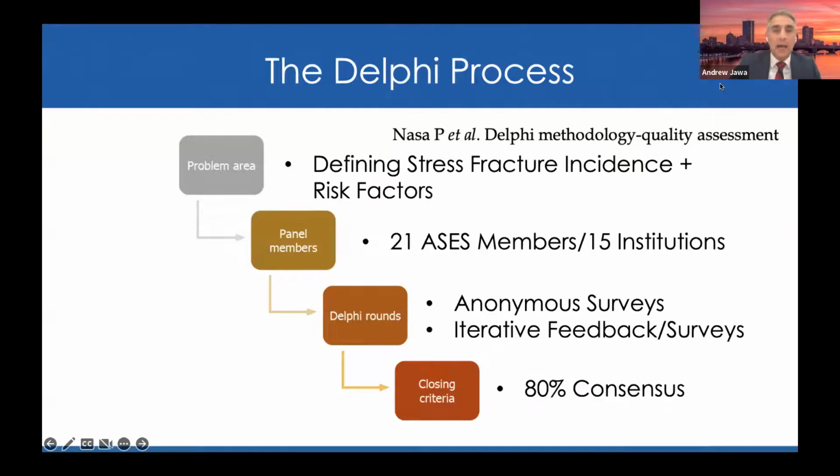And so in this case, we're defining stress fracture incidence. What is our protocol? What are the risk factors? That was sort of the question. We had 21 ASES members. There were anonymous surveys, except for the person who was running it, which was me, with iterative feedback. And we had to get 80% consensus on any particular question.